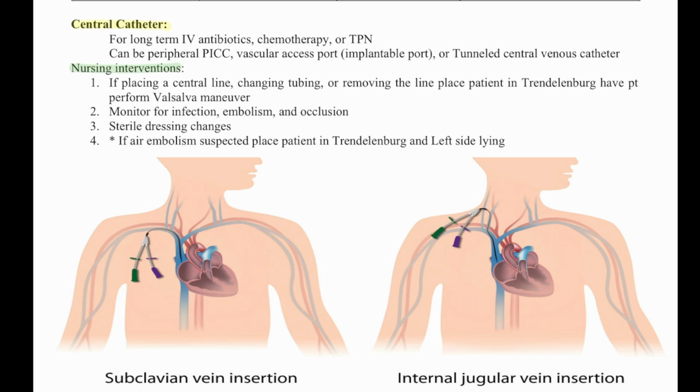This is how we would do it. Now, when we have a patient with a central catheter, we're monitoring for infection, embolism, and occlusion. We're using sterile dressing changes. And if an air embolism is suspected, place the patient in Trendelenburg and left side laying.